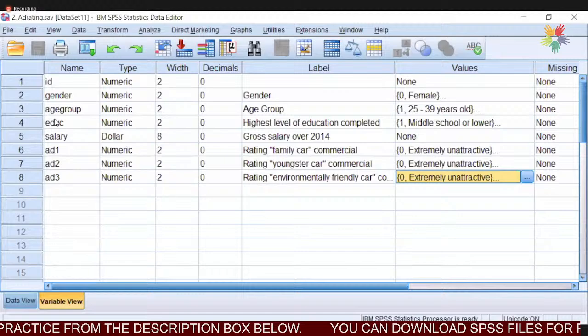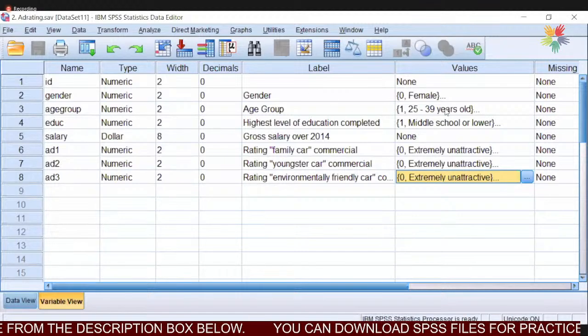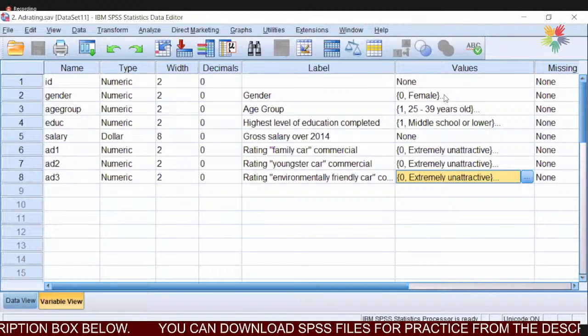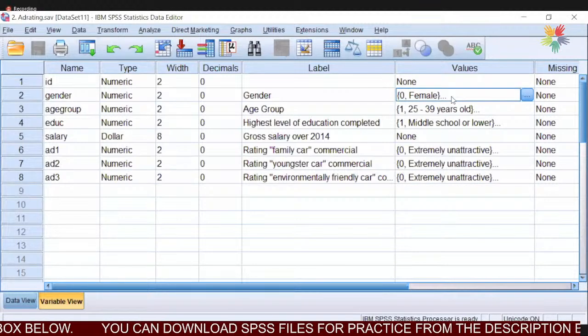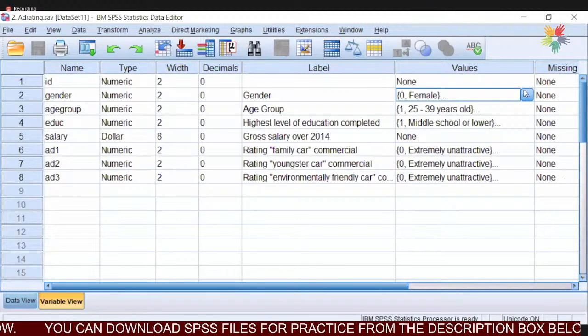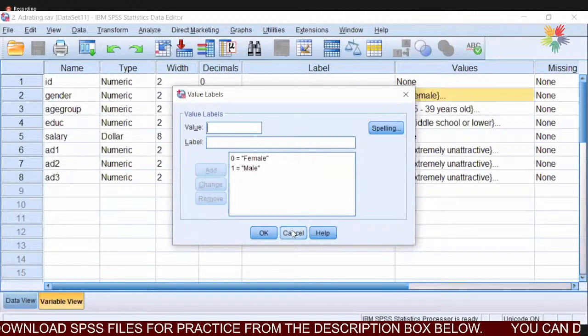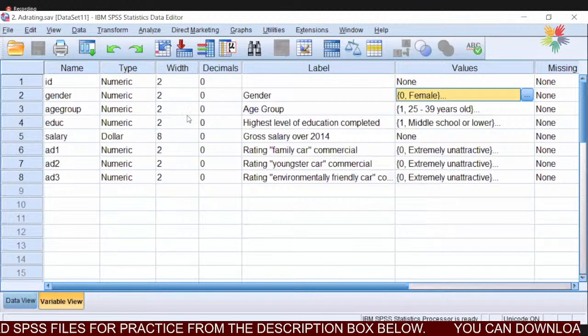Now we have another variable, gender, where we have taken 0 for female and 1 for male. Very good.